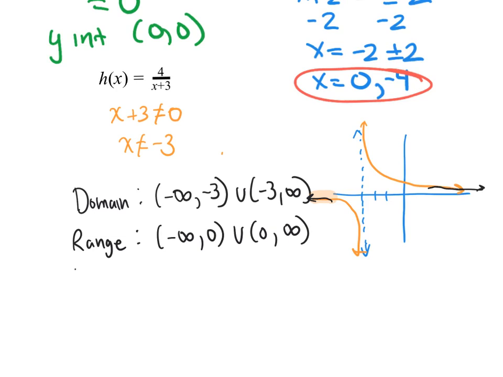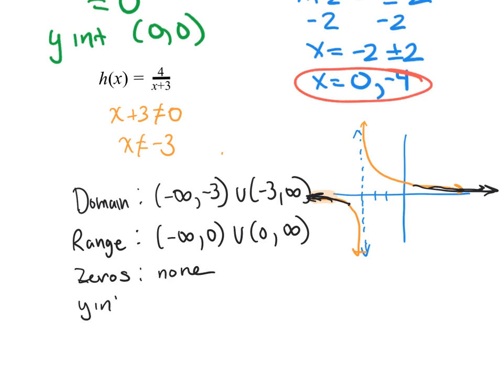Now, as far as zeros, you can actually see from our graph, zeros would be x-intercepts where this crosses the x-axis. Well, it never does. We said this is a horizontal asymptote on both sides, so it never touches the x-axis. So there is no 0.